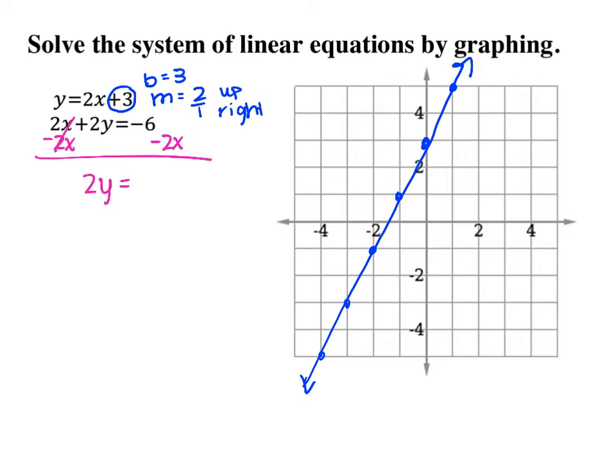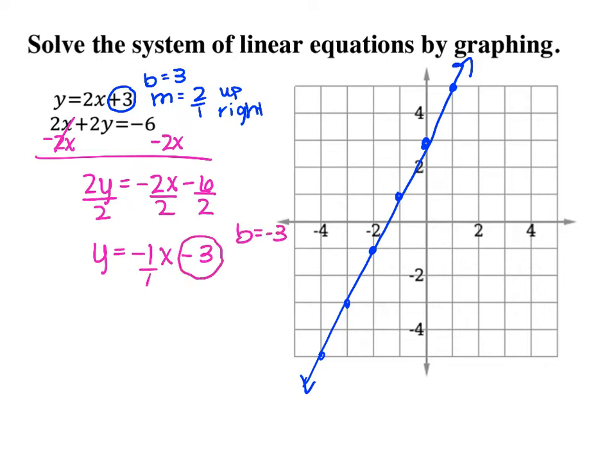I have 2y is negative 2x minus 6. And then when I divide everything by 2, I get that y is negative 1x minus 3. If I put that over 1, that tells me my b is negative 3. And my m was negative 1 over 1, so I go down 1 to the right 1. Down 1 to the right 1.